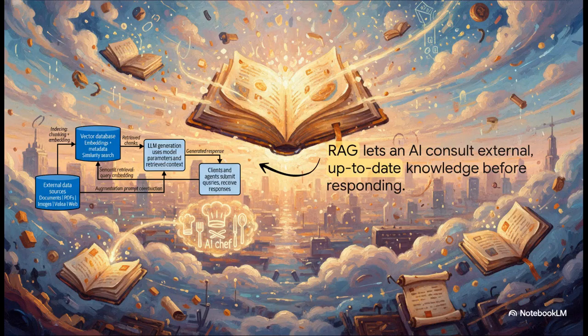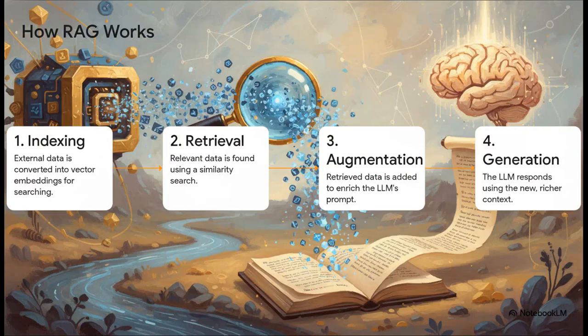And this brings us to one of the most important patterns of all: Retrieval-Augmented Generation, or RAG. This whole process is what lets the AI chef look up external, up-to-date knowledge from documents, websites, you name it, before it gives you an answer. This is what grounds its responses in reality and makes them so much more accurate. Let me just walk you through how it works. It's a pretty simple but really powerful four-step loop.